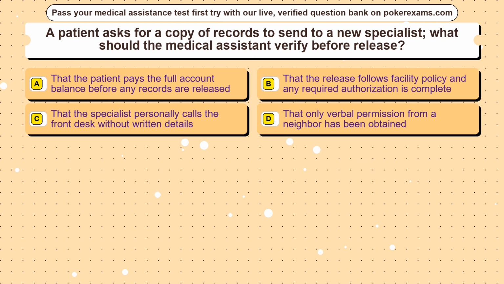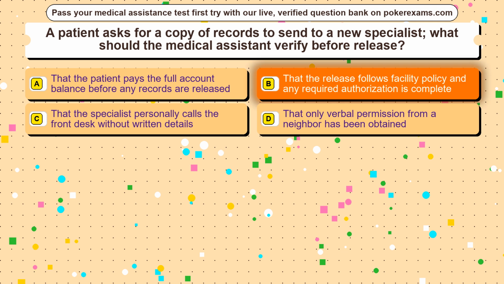Question 6. A patient asks for a copy of records to send to a new specialist. What should the medical assistant verify before release? Option A, that the patient pays the full account balance before any records are released. Option B, that the release follows facility policy and any required authorization is complete. Option C, that the specialist personally calls the front desk without written details. Option D, that only verbal permission from a neighbor has been obtained.